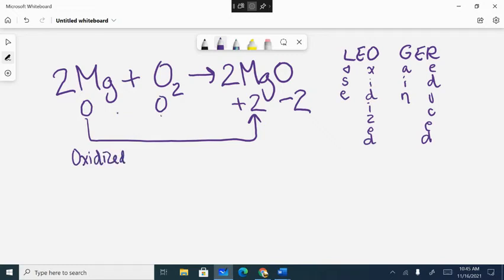Oxygen went from a 0 to a minus 2. Sometimes reduced is easier to pick out because the charge goes down, or the charge is reduced when you are reduced. So oxygen is the one that is reduced. He went from a 0 to a minus 2 by gaining electrons. Remember, electrons are negatively charged.